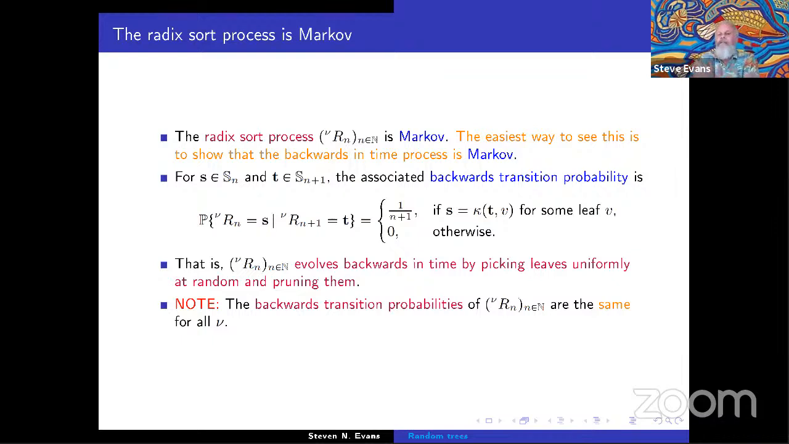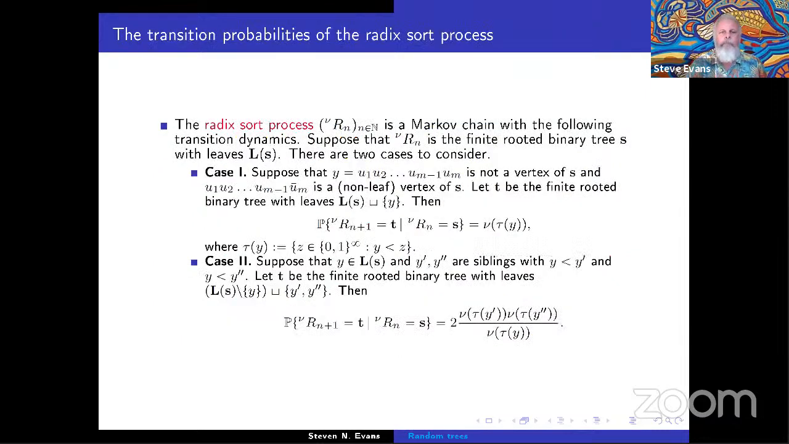Okay, and notice something interesting here, that the backwards transition probabilities are the same no matter what the distribution of the inputs are. Okay, so we're seeing that theme appear again, that we're getting processes with different forwards in time transition probabilities that have the same backwards in time transition probabilities.